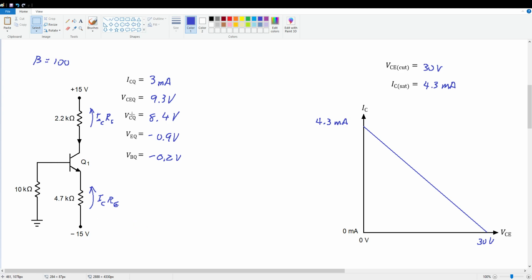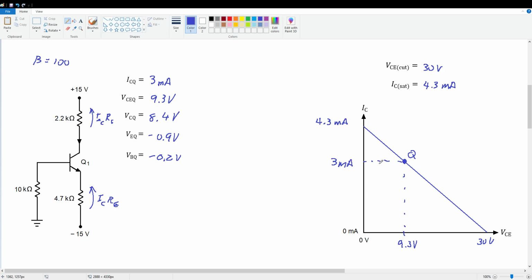So let's fill these in on the load line. 9.3 volts is roughly a third of the way over here. That looks about right. So here's 9.3 volts, Q point, and that is 3 milliamps. Right, so there's our Q point.